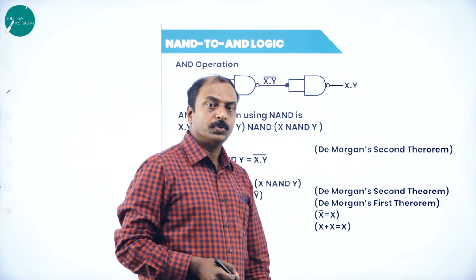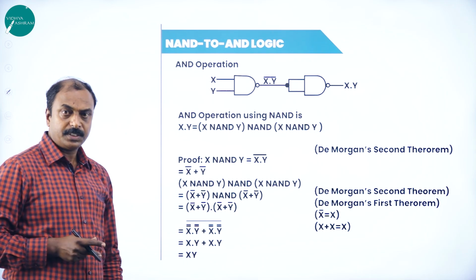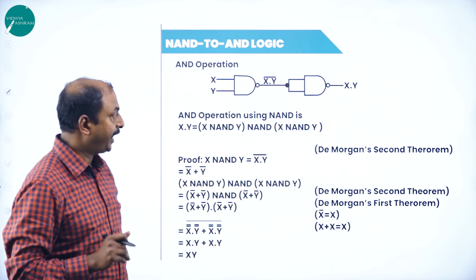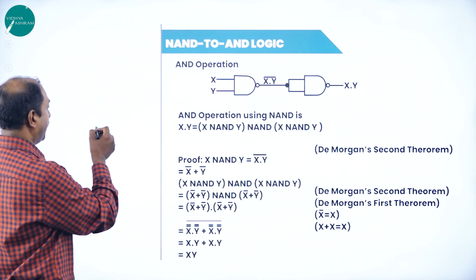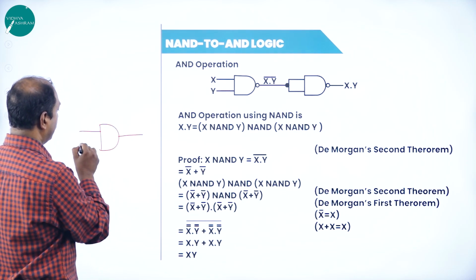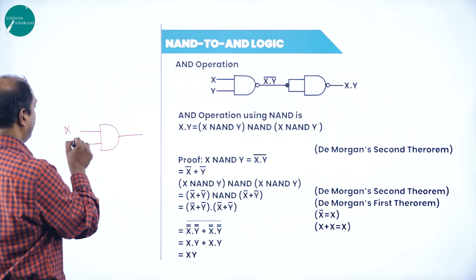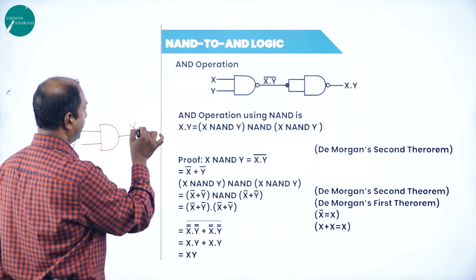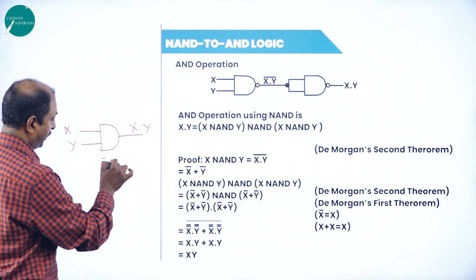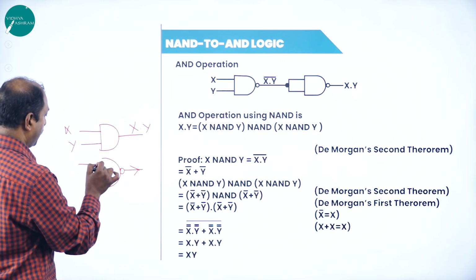Now let us look into one more operation, that is the AND operation. What is the AND operation? It is the same concept. We are designing an AND gate by using NAND gate. Now this is your AND gate, with inputs X and Y. But what would be the NAND gate? NAND gate is an AND gate followed by NOT.